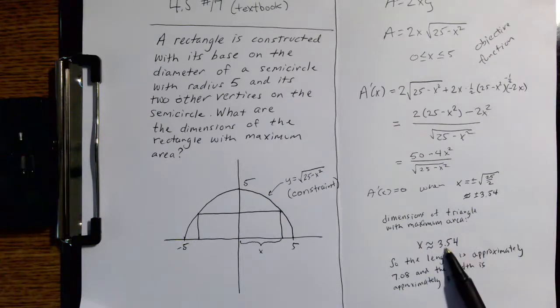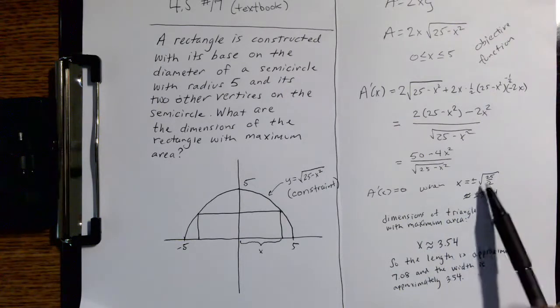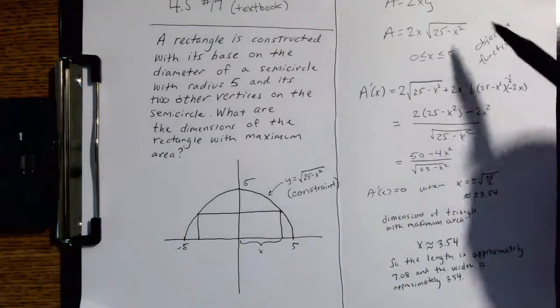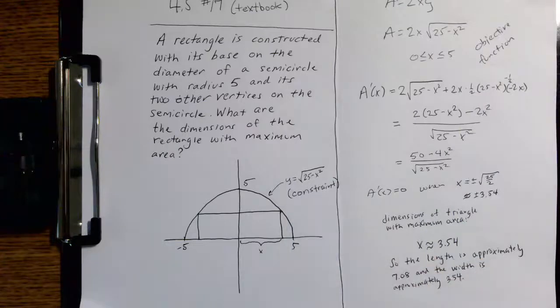So x is approximately 3.54, or, to be exact, it's the square root of 25 over 2. The length of this rectangle is double that. And as it turns out, if we substitute back into our constraint, the width is the same as x. So what we have is a rectangle that's twice as long as it is wide. And that completes this optimization problem. I hope you found that helpful.